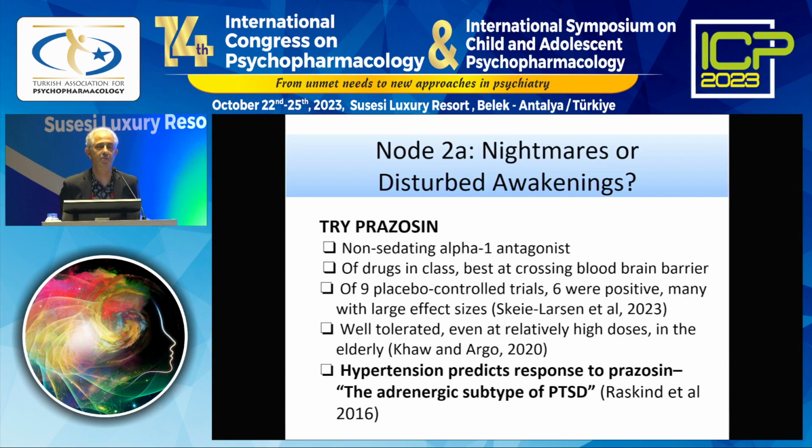And that's true of prazosin as well. And what predicts response? It seems that high blood pressure predicts response to prazosin. And Raskin has termed that the adrenergic subtype of PTSD. So be on the lookout for who's got high blood pressure when you are about to treat their PTSD, because the adrenaline that's in the periphery causing the high blood pressure, it's probably the same adrenaline that's causing all the PTSD symptoms in the brain.